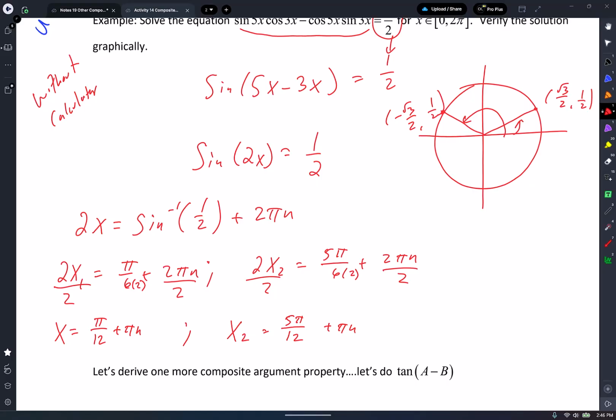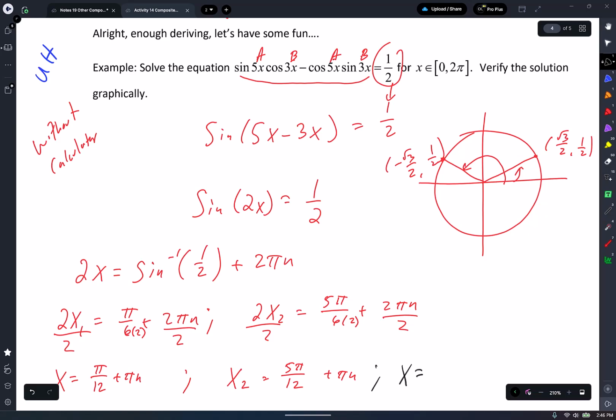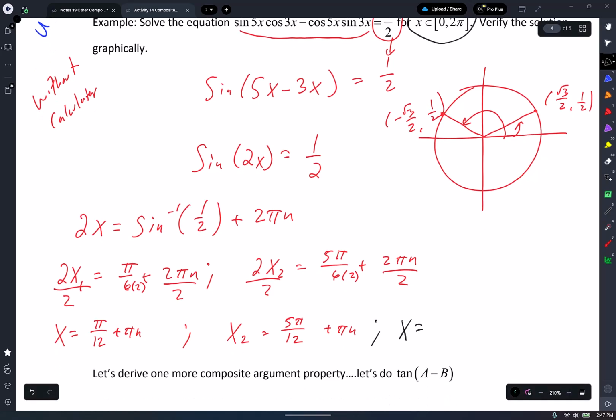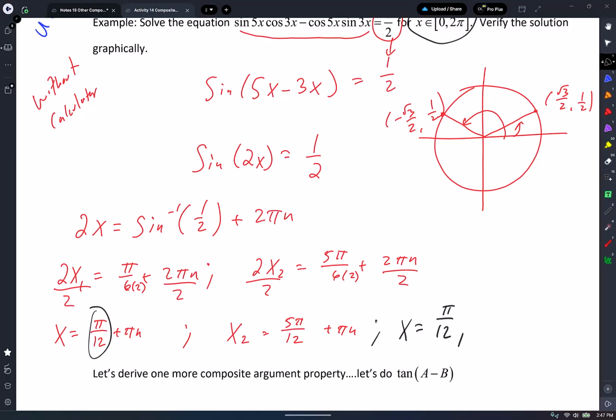All right, guys, here's my answers. Semicolon. x equals, I'm only looking between 0 and 2 pi. So my first answer is pi over 12. My next answer is 5 pi over 12. My next answer, take the pi over 12 and add pi to it. Just put 12 over 12, that's my common denominator there. 12 plus 1, 13, right? 13 pi over 12. It's still between 0 and 2 pi.